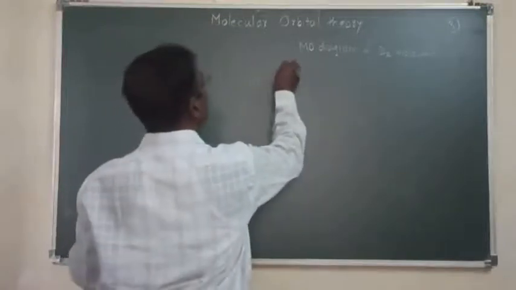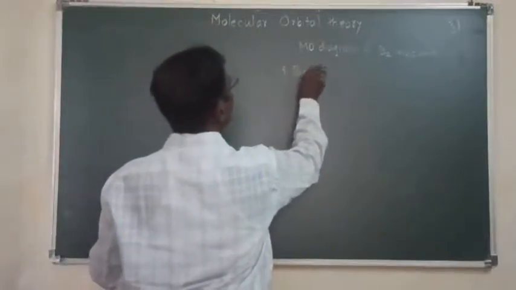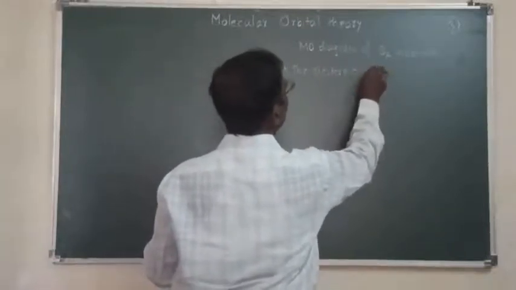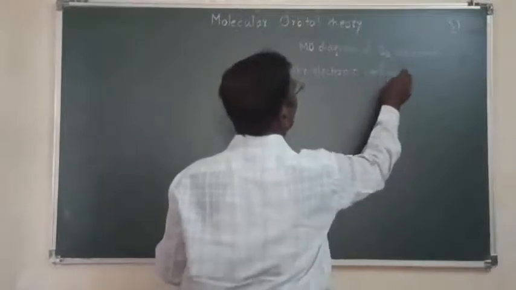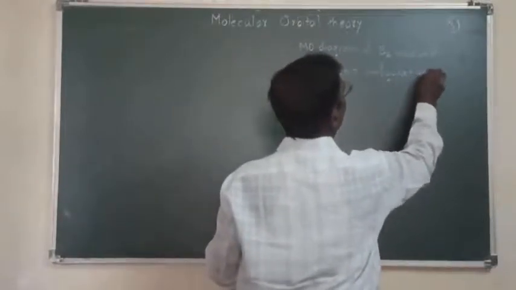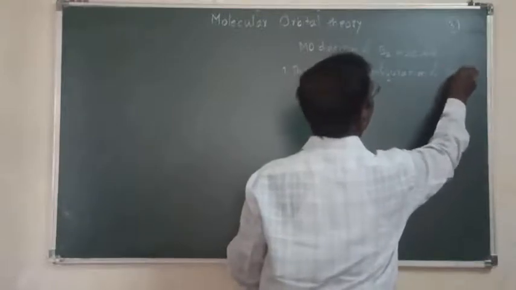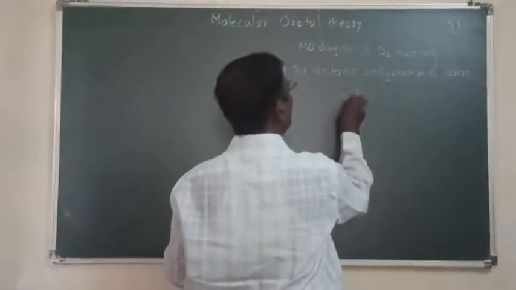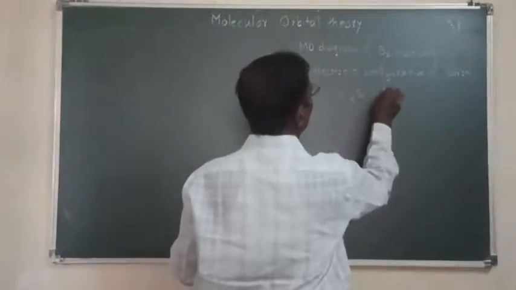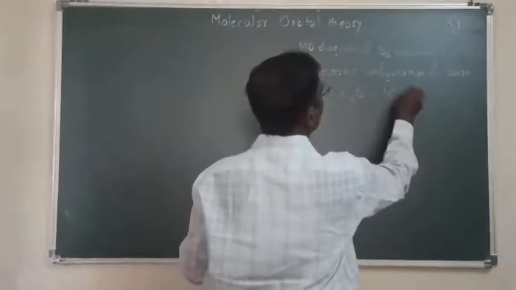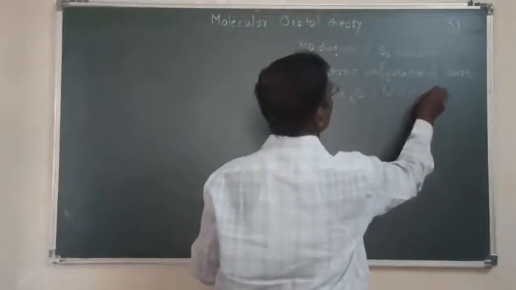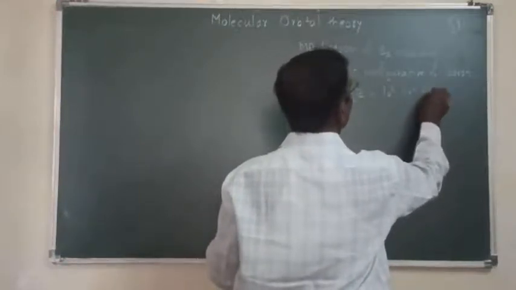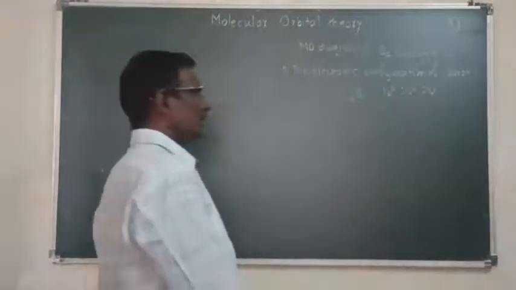First point is the electronic configuration of boron, that is B. Atomic number of boron is 5. Therefore, electron configuration is 1s2, 2s2 and 2p1, or 2px1.